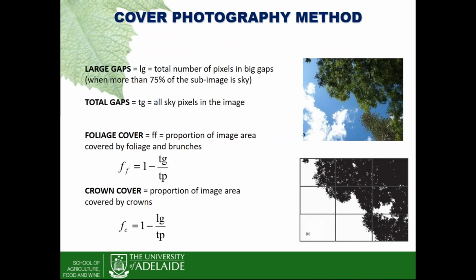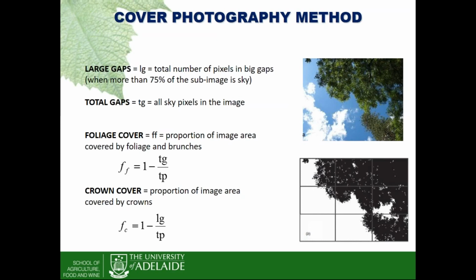VitiCanopy bases the analysis on the cover photography method, which has been used as a reliable method in forests for a long time. It's used to measure canopy growth and biomass accumulation. The method consists of taking a photo of a tree canopy from the ground with the camera facing up, so that the sky is the contrast. And the image you see on the top right corner of your screen is an example.